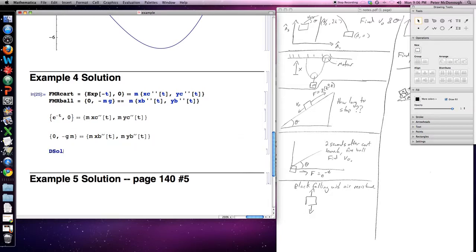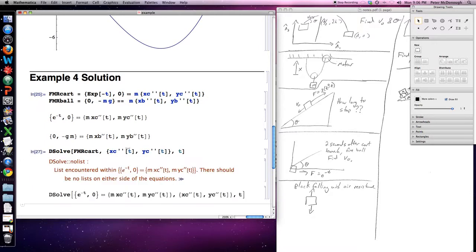I don't think that we're able to solve the vector differential equations, but we can try. Let me try this real quick and see if it works. Might try this out in Mathematica 9. I think that they were trying to add this functionality. So the x force motion cart, and then our equations are these things right here, and then we're trying to solve with respect to t. Yeah, we're not able to solve with the lists. There should be no lists on either side of the expression. So we have to solve these one at a time.